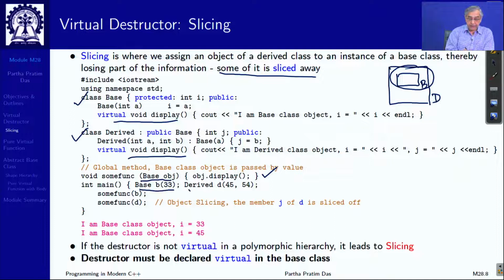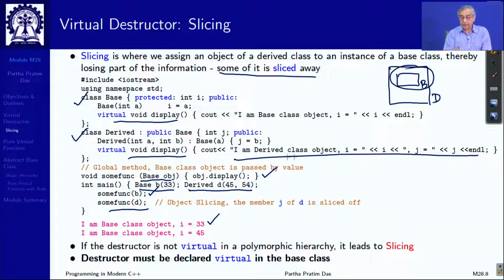And we have base class and derived class objects. We call some function on the base class object, we get what is expected. We call the same function on the derived class object, but the derived display function does not get called, rather the base one is getting called because you have passed the object as a base class object.